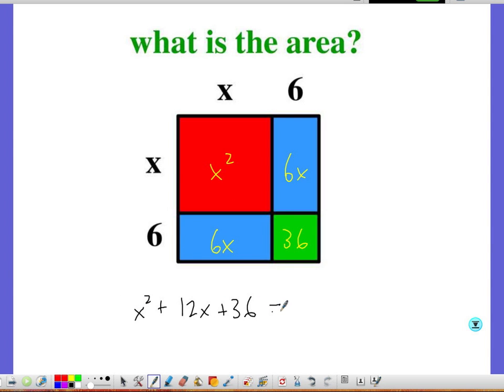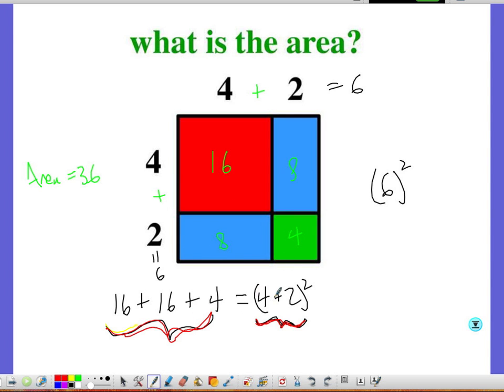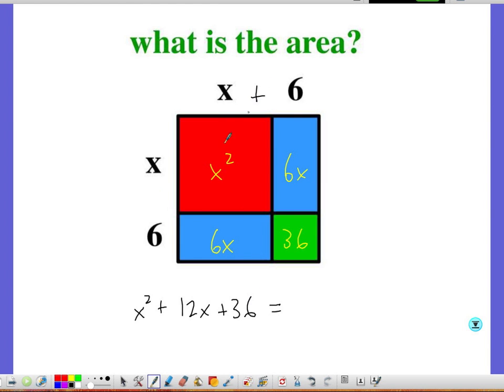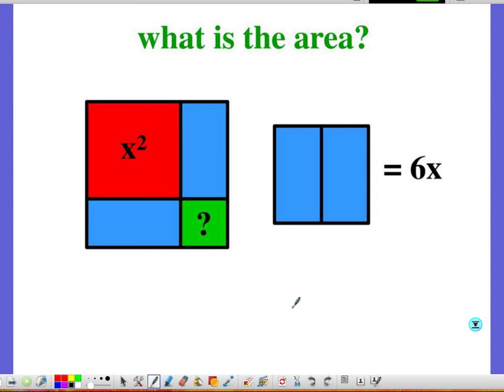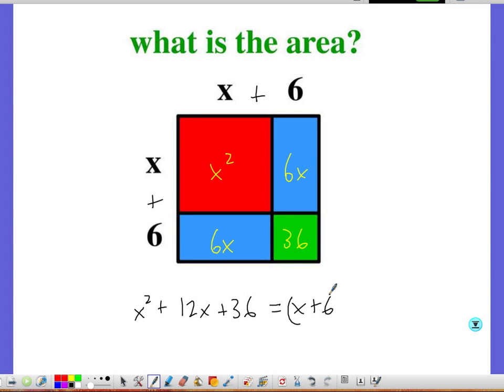But just as we did here, we can also take the dimensions, add them together, so we have x plus 6, and then going all the way back to what we did here, take the dimensions, multiply them together, which is basically squaring it. And so we take x plus 6 squared. This right here is the same thing as this. Either way, you're going to get the same area.